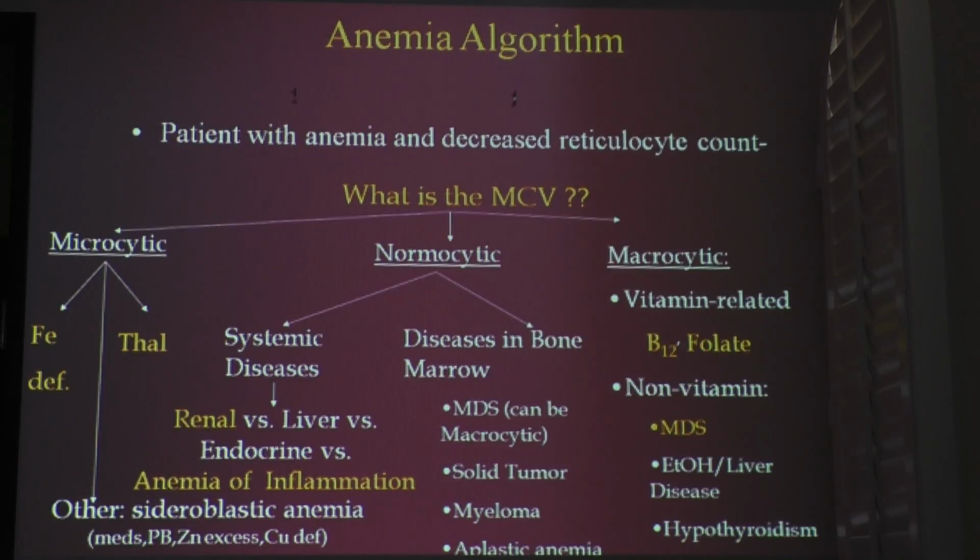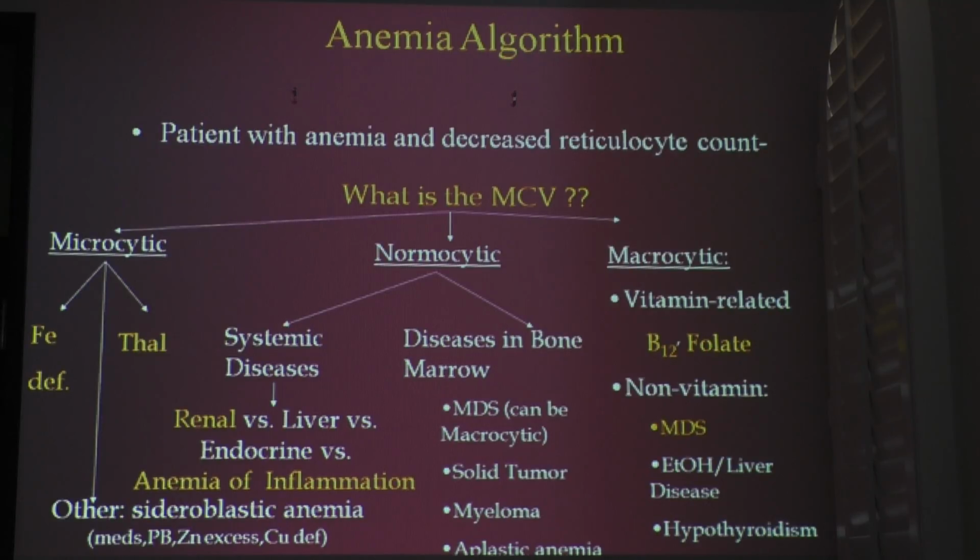Okay. Very good. So this is another algorithm. The patient has anemia and a decreased reticulocyte count. So you look at the MCV. If it's microcytic, then you already know it's either iron deficiency or thalassemia, right? Or sideroblastic anemia. Sideroblastic anemia can be caused by different things, like copper deficiency, or patients using zinc. I don't know in which clinical scenario you would have used zinc, but it's on your boards. Medications, systemic diseases.